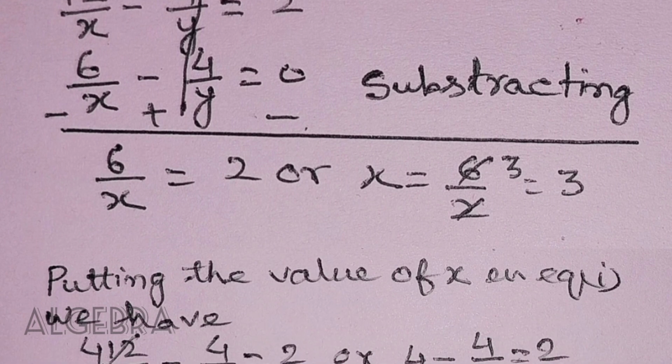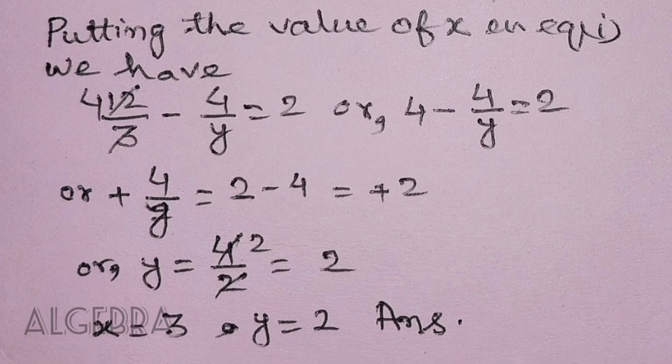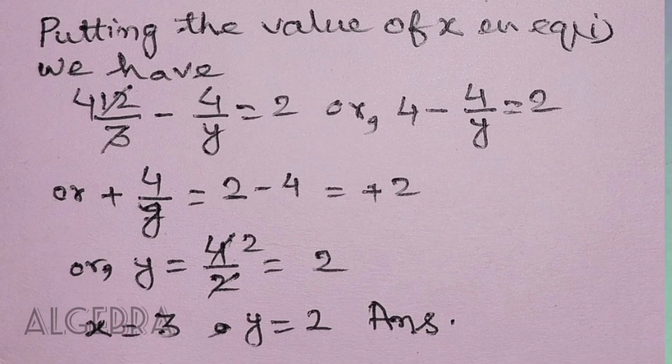Putting the value of x in equation 1, we have 12/3 - 4/y = 2, or 4 - 4/y = 2, or -4/y = 2 - 4 = -2, or y = 4/2 = 2. So x = 3 and y = 2.